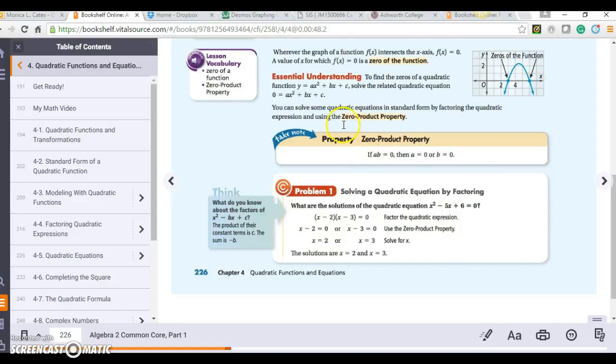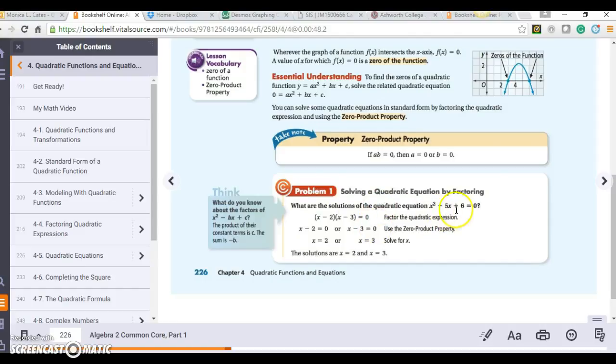And we're going to be using something called the zero product property. The zero product property basically states that if I have two entities or any two things, and I have a product and it's equal to 0, then one of those things has to be 0. So that makes sense. If I have a times b and it equals 0, that means a is either 0 or b is equal to 0.